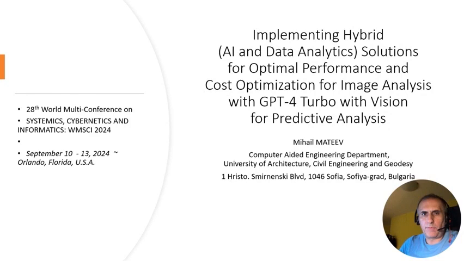I am Chief Assistant Professor at the University of Architecture, Civil Engineering and Geodesy in Sofia, Bulgaria. My research is focused on image analysis, and especially how it is possible to use the latest LLM models, especially OpenAI GPT, to have effective image analysis that can be included in different real-life solutions, and how we can also have optimal performance and cost optimization using AI as a service, and especially OpenAI.